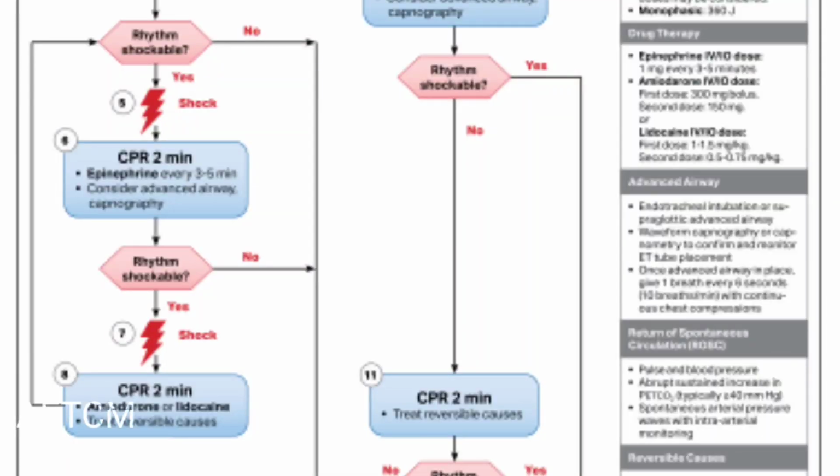Now, antiarrhythmic drugs may be considered after the second unsuccessful defibrillation attempt, in anticipation of a third shock. So what's the antiarrhythmic of choice? It is amiodarone. What is the amiodarone dose? The amiodarone dose is 300 mg IV or IO bolus with a repeat dose of 150 mg IV as indicated. What are the other drugs which can be used? It can be lidocaine. What's the dose? 1 to 1.5 mg per kg IV bolus, then 0.5 to 0.75 mg per kg every 5 to 10 minutes.